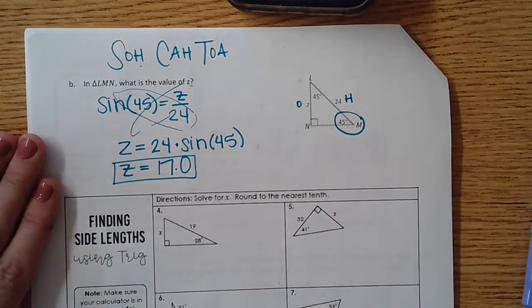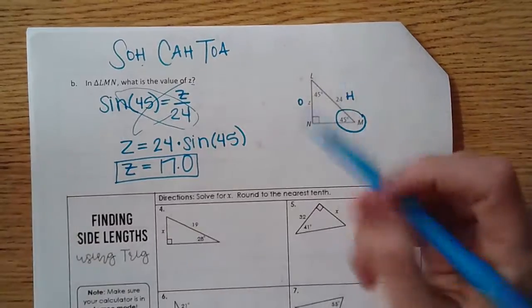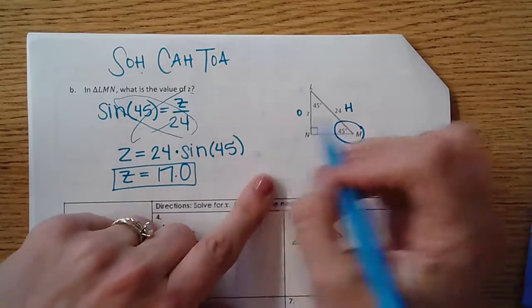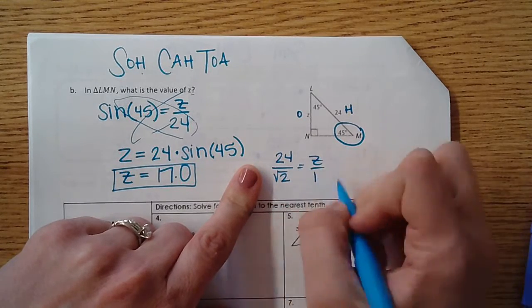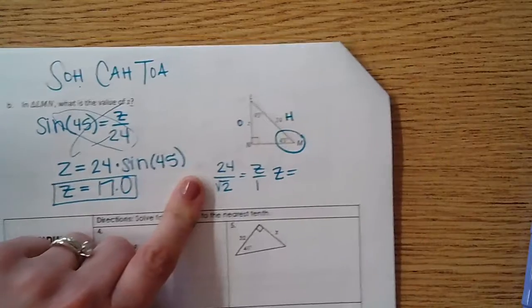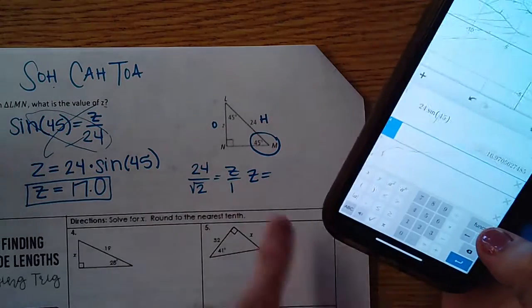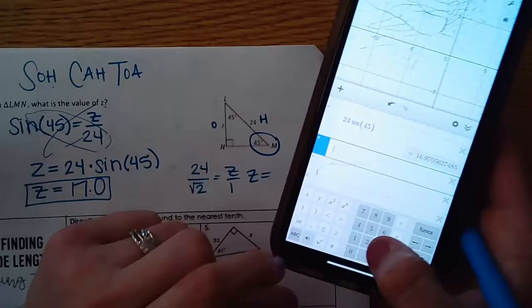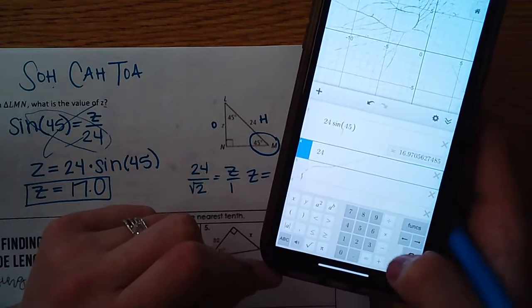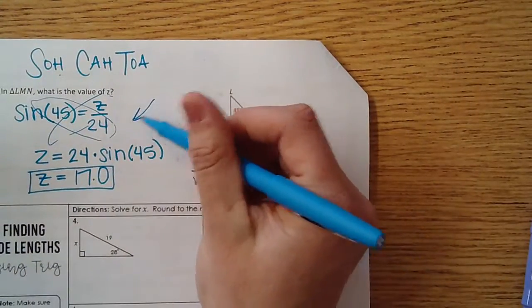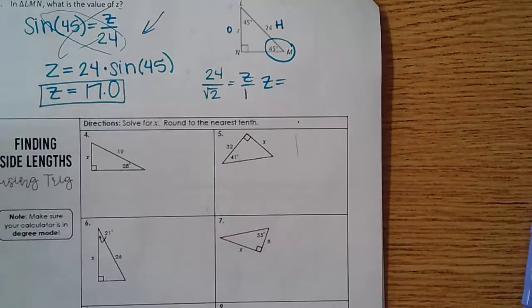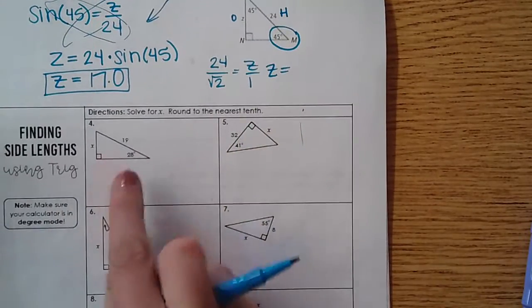All right. We're doing good, guys. So I can prove to you, if I did this the other way, I get 24 over the square root of 2 is equal to Z over 1. When I cross multiply, this is just proving special right triangles work too. Think of it as 24 divided by square root 2. 16.97, it's the same thing. A lot of people find that these are easier than special right, so that's why I'm showing you a couple ways.